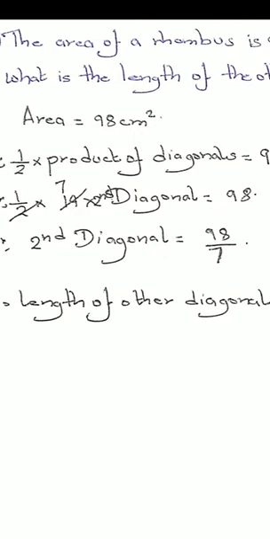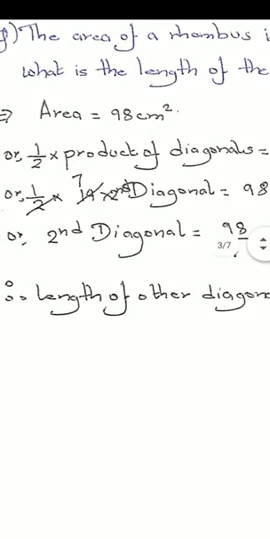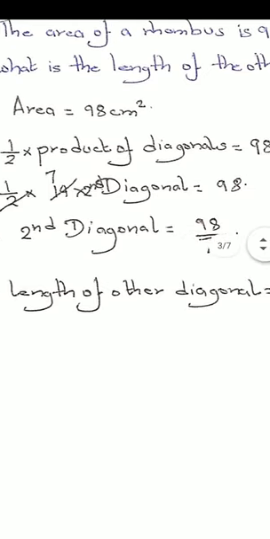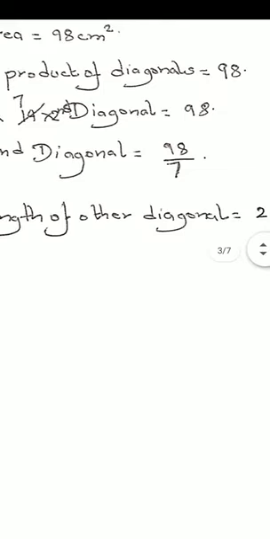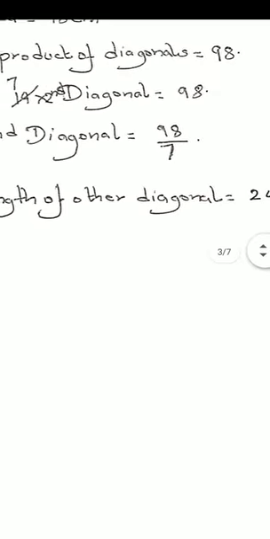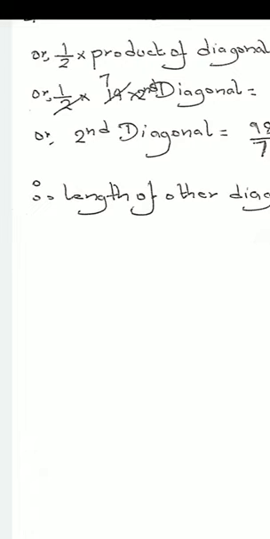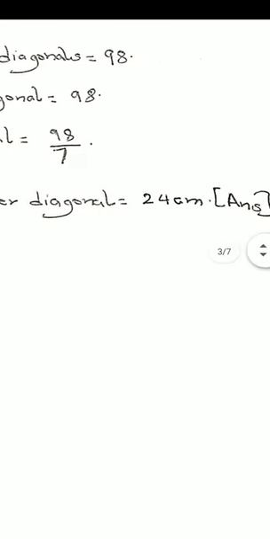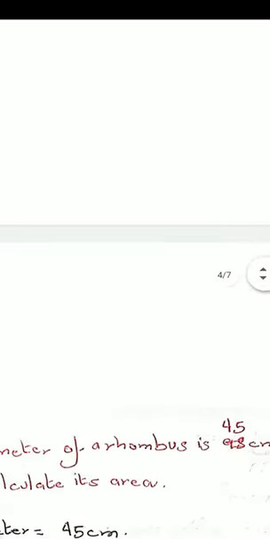So I'll cancel 2 and 14, so I'll get 7. So the second diagonal will be 98 divided by 7, which happens to be 14. So I can write the length of the other diagonal equals 14 centimeter. So here we have found the value of one of the diagonals whose value was not given.